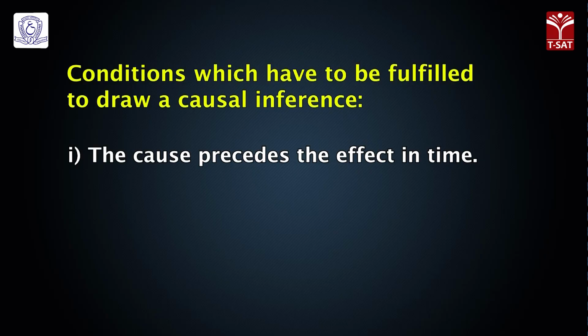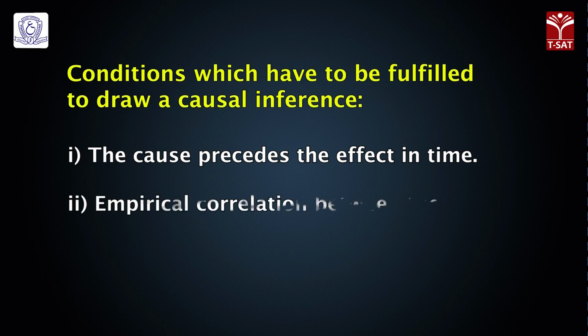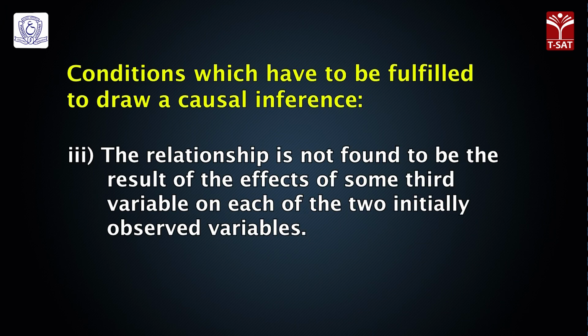These studies are used to measure the cause and effect of the variables in particular phenomena. And the three conditions which have to be fulfilled to draw a causal inferences are: first one, the cause precedes the effect in time; second, there is an empirical correlation between them; and the third, the relationship is not found to be the result of the effects of some third variable and each of the two initially observed variables.